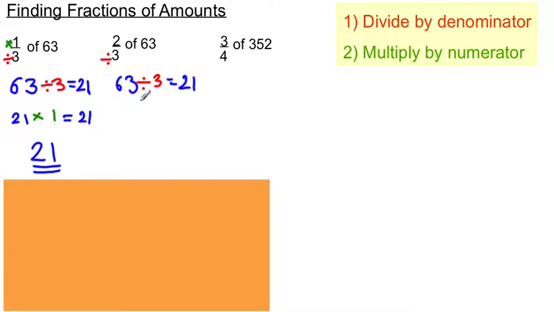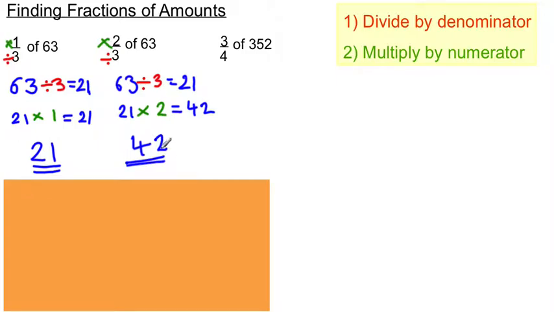We now want 2 of those groups. So what we need to do is multiply by the 2. So you need to take your 21 and then we do 21 times by 2. And 21 times by 2 is 42. So that means that 2/3 of 63 is 42.